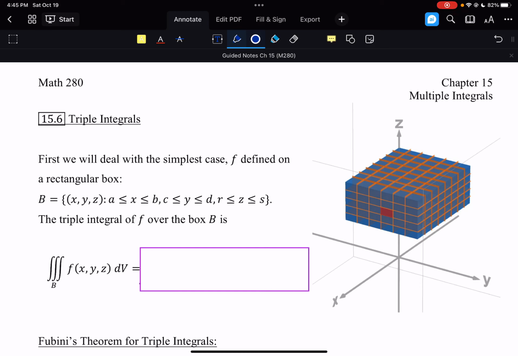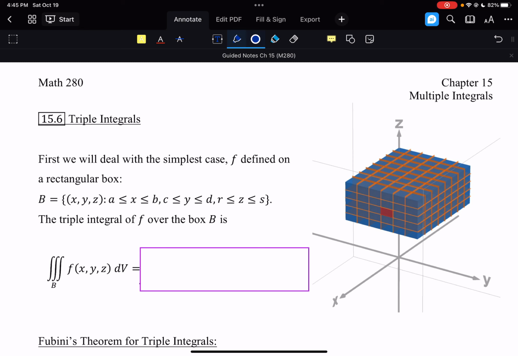Welcome to section 15.6. In this section, we are going to be looking at the concept of triple integrals. So it was so nice to add an integral to give us double integrals. We figured we would add another one to give us triples. Triple integrals are going to be used for functions of three variables, x, y, and z.